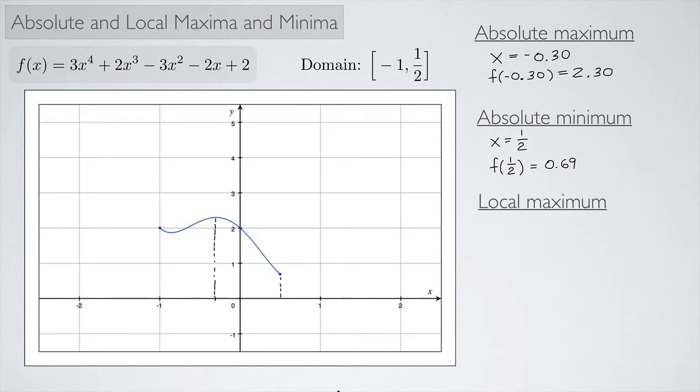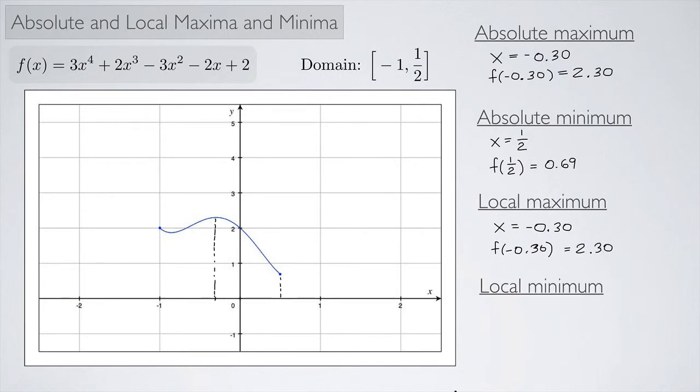Okay, how about a local maximum? Well, the local maximum is the same as the absolute maximum here. This is the maximum right here, and that's the only one that we have. So I'll just copy this down again. We have a local maximum at negative 0.3, and f of negative 0.3 was 2.30.